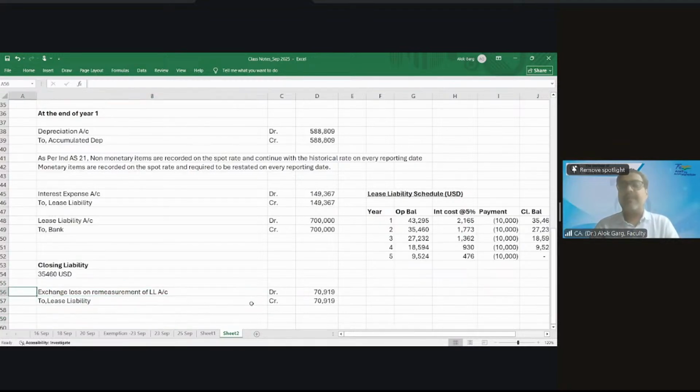For example, if in the same year you are a listed company preparing your results on a quarterly basis, every quarter there is a reporting date and you restate your liability. In the first quarter there is a loss, in the second quarter there is a gain, so in that case you have to see the net. But if in the first year there is a loss and in the second year there is a gain, the loss goes to P&L as other expense, and the gain in the next year goes as other income in the P&L.